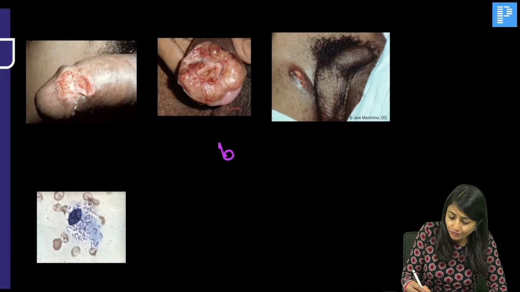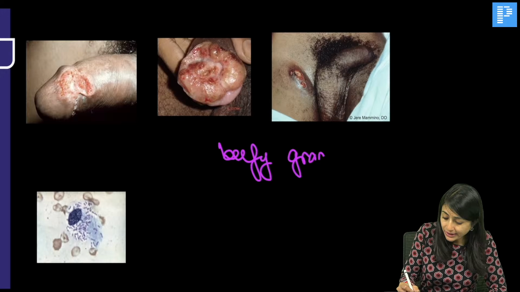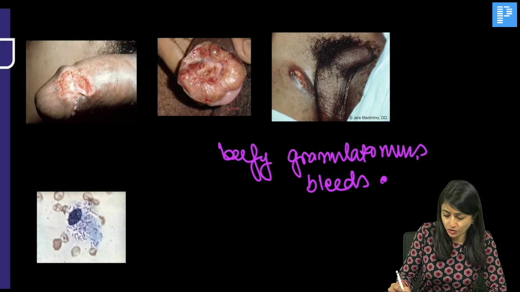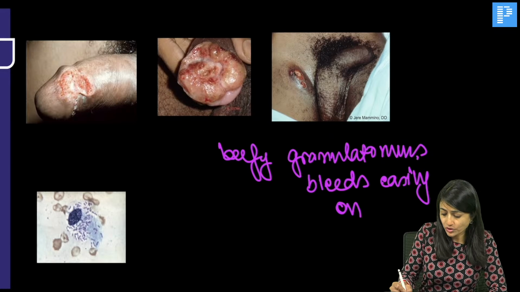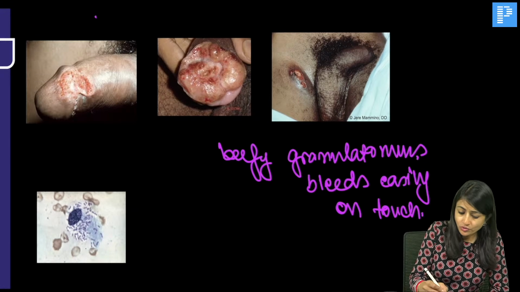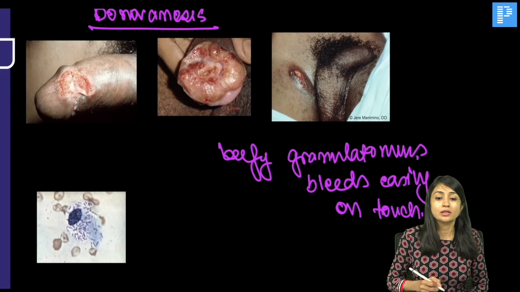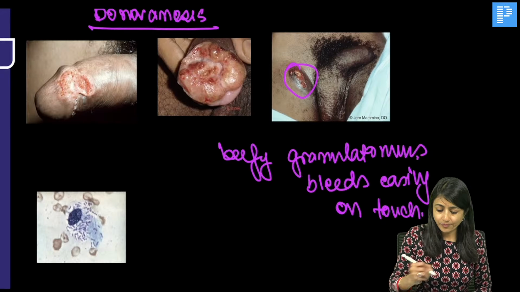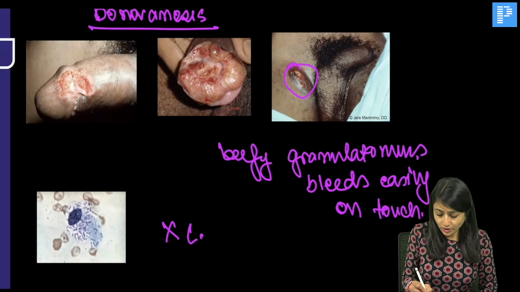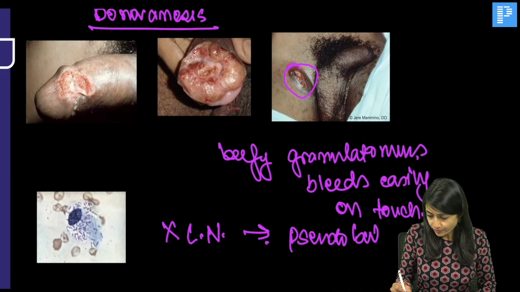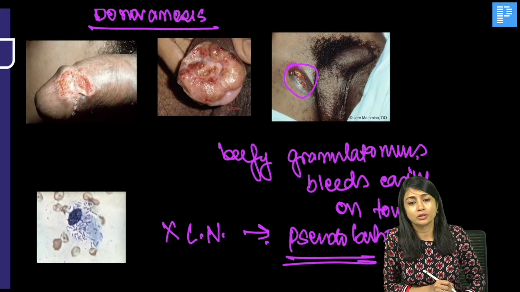You see, you have a beefy granulomatous bleeding ulcer. So, whenever you see a beefy granulomatous ulcer which bleeds easily on touch, this is called Donovanosis, and is caused by Klebsiella granulomatis or Calymmatobacterium granulomatis as it was earlier called. And what is this? There are no lymph nodes that you see here. So, what do you see? You see pseudobubo. You see pseudobubos here, okay.